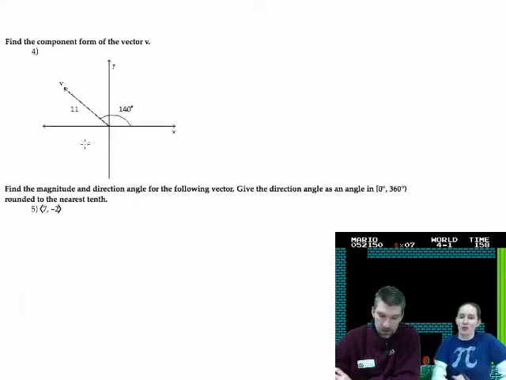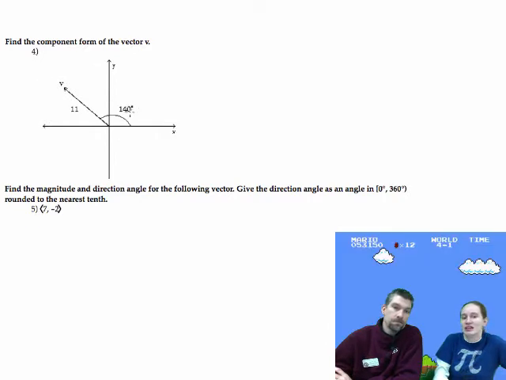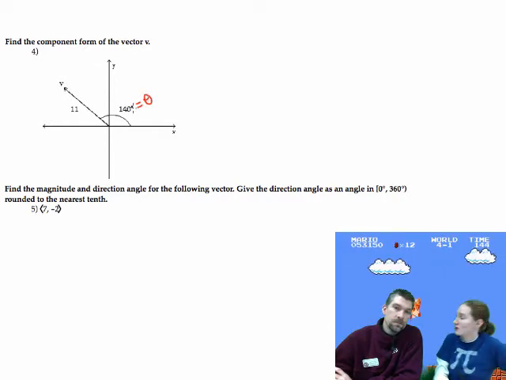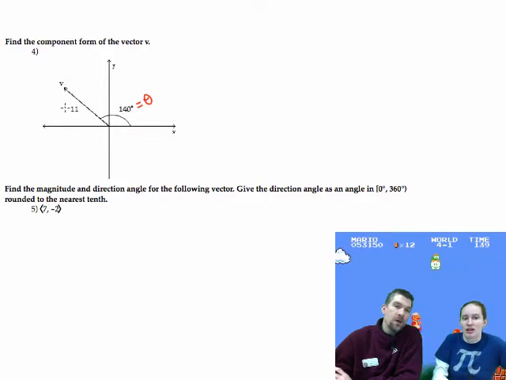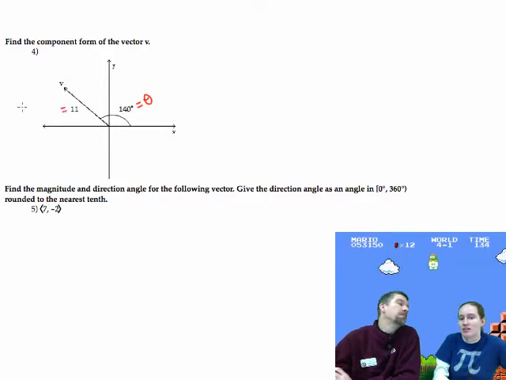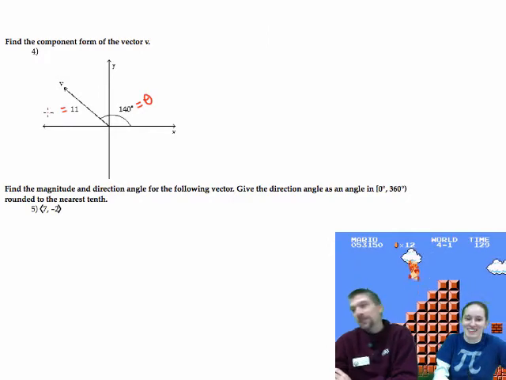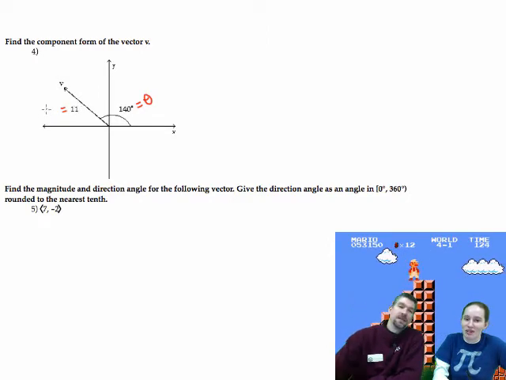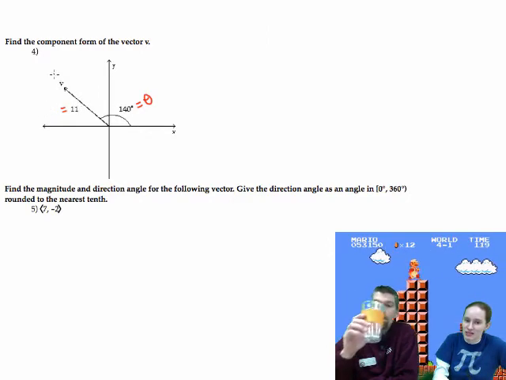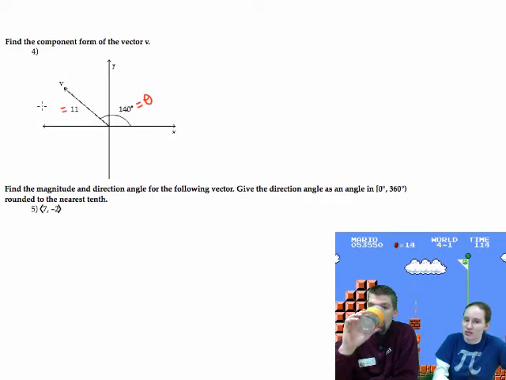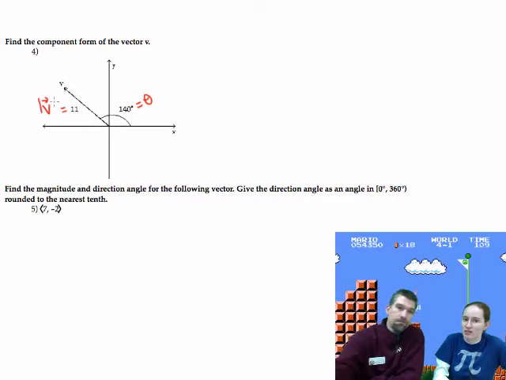All right, number 4, find the component form of the vector v. Here's vector v. What would you call this angle, maybe theta? I would call it an angle, maybe alpha. 11 is our magnitude because it's telling us the length of this line, which goes with our magnitude. So that's the magnitude of v.